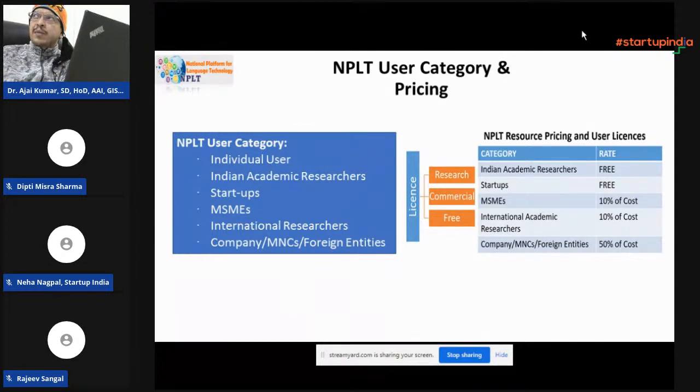For MSMEs, it is at 10% of the creation cost. For international academic researchers, it is 10% of creation cost, and for commercial companies as well as foreign entities, it is at 50% of creation cost.